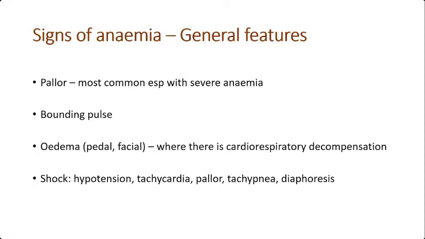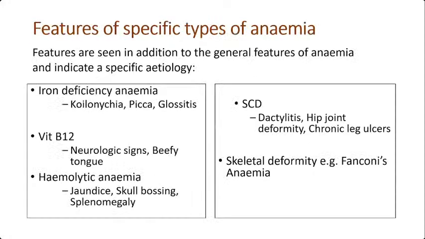pallor, tachypnea, and diaphoresis. Okay, so those are some of the features that we see, and they're general features. They will not tell you this anemia is due to kidney disease or heart disease or severe iron deficiency. This is why I've called them just general signs of any anemia. Then we have features which are seen in addition to those general features of anemia. These are additional features that may indicate a specific etiology or a specific type of anemia, all right?